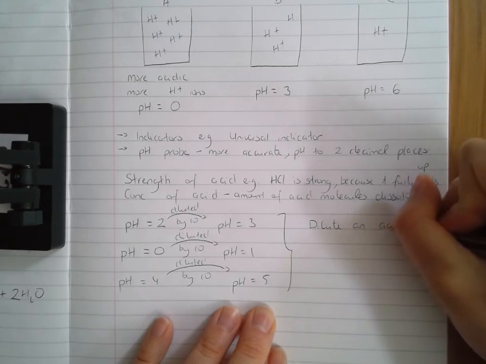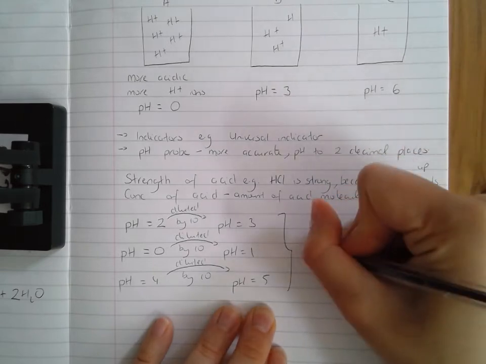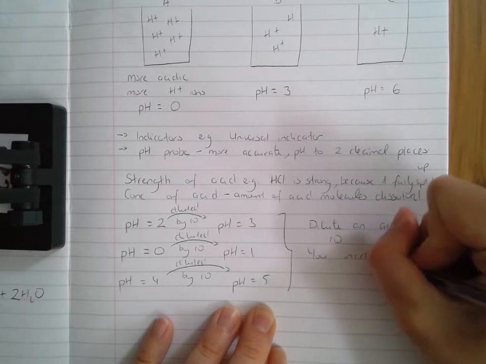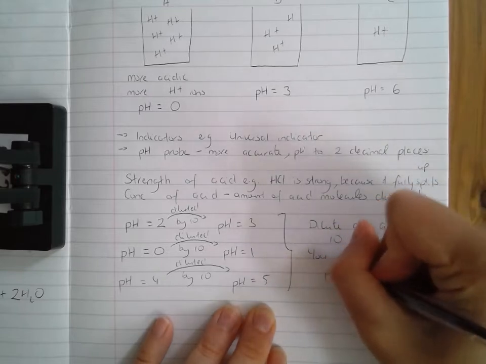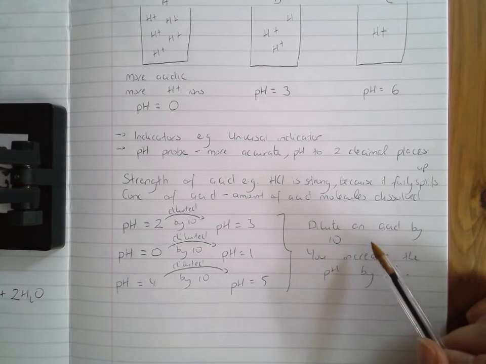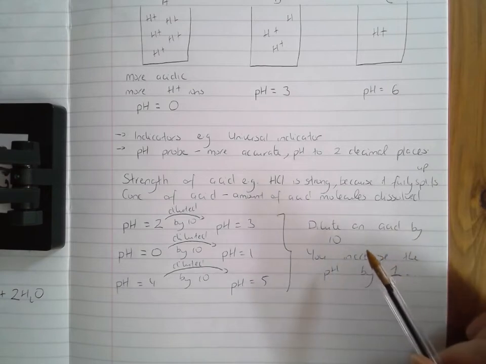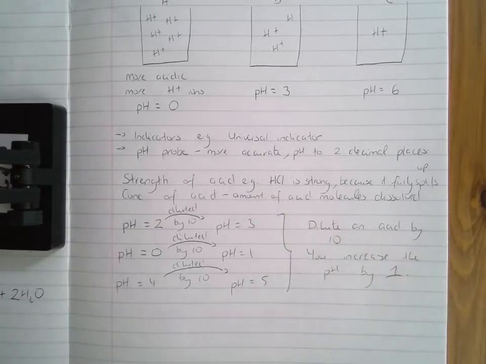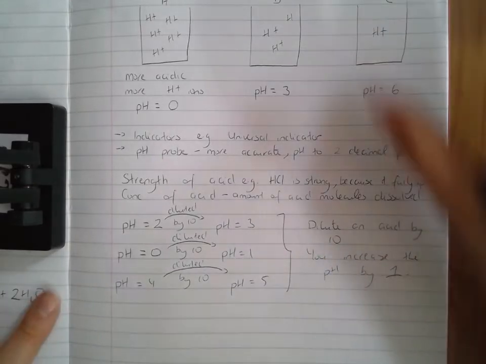So in general, I can summarize all this, that if you dilute an acid by 10, you are going to increase the pH by 1. Dilute an acid by 10, you increase the pH by 1. And by dilute an acid, I just mean you're going to add water. So if you had 10 mils of the acid and I want to dilute it by 10, then I want to go from a volume of 10 mils to a volume of 100 mils, because that's diluting by 10. So I'm going to add water to my acid to bring it up to 100 mils, and I've diluted it by 10. Okay, dilute by 10, you increase the pH by 1.